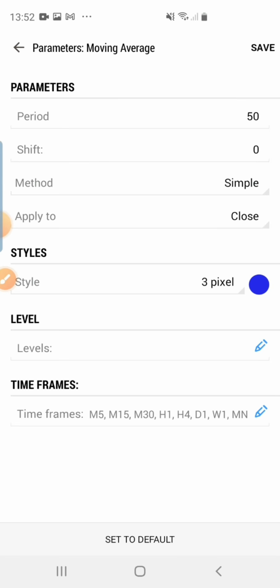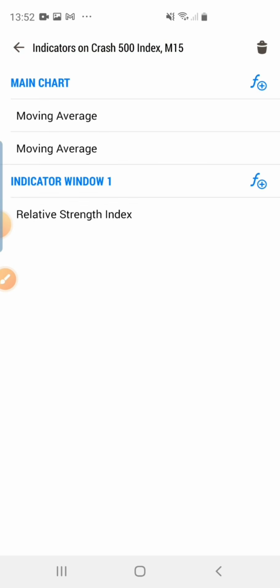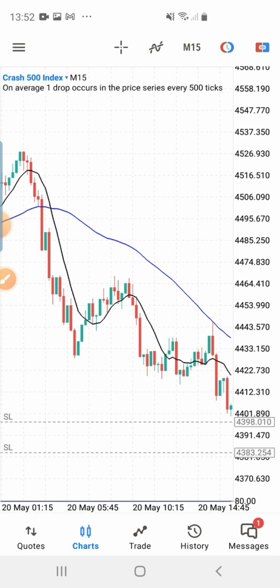So the moving average 50 is the blue one, which is the moving average you use to identify the trend, while the moving average 9 is the one you are going to be using for your entry. As simple as that. I hope you are going to try out this particular setup, okay.